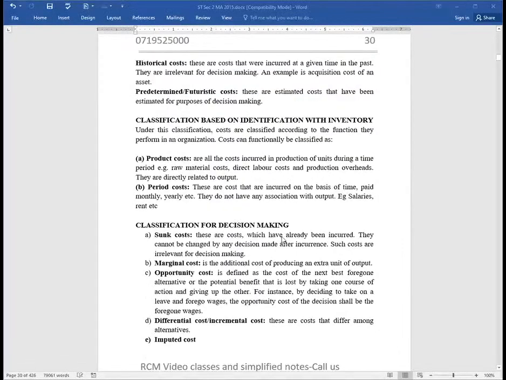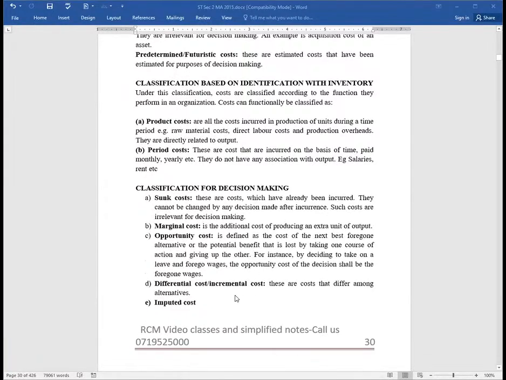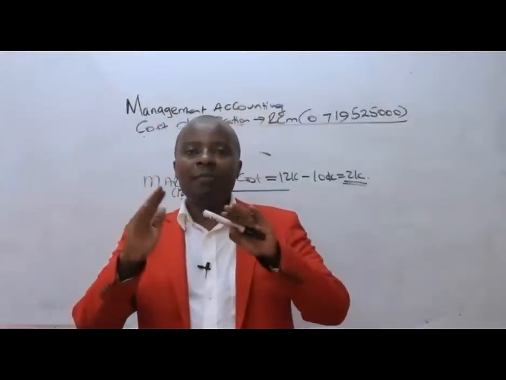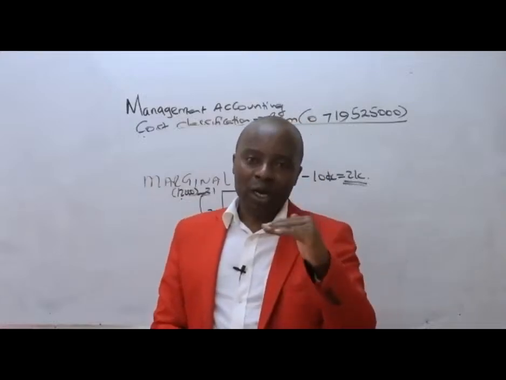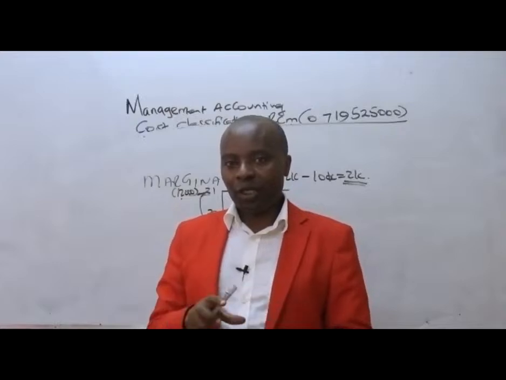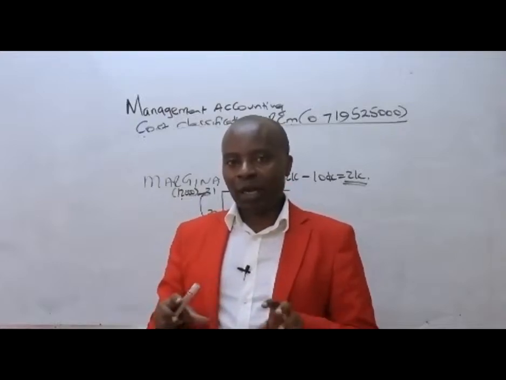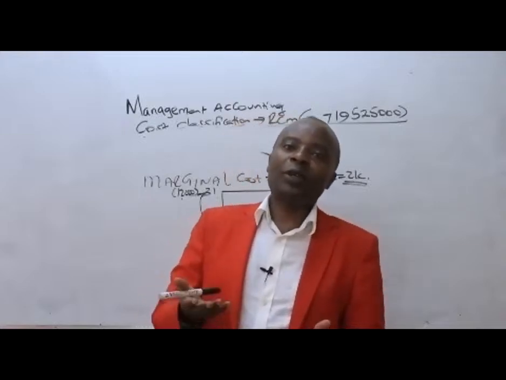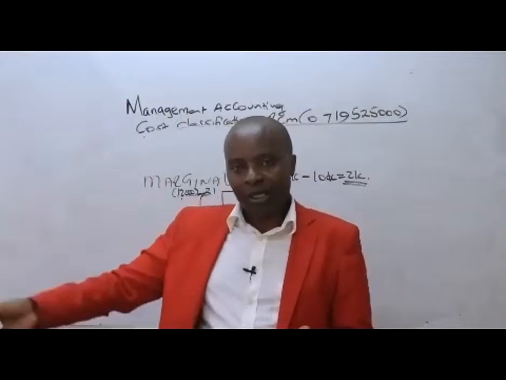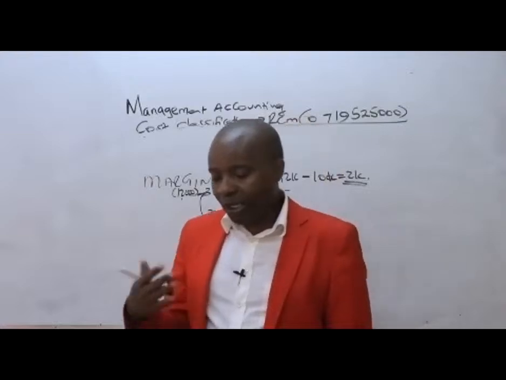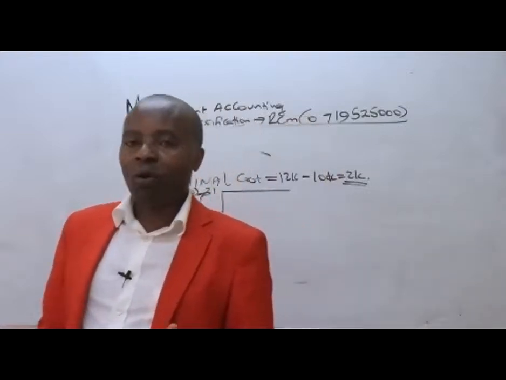From there, ladies and gentlemen, we have the differential cost or incremental cost. These are costs that differ among alternatives. If you have two alternatives, A and B, and we go through our costs for A and costs for B, and we take the difference between the two alternatives' costs, we're going to experience an increase depending on what B is giving us. So that it becomes an incremental cost. All incremental costs, ladies and gentlemen, are what here?